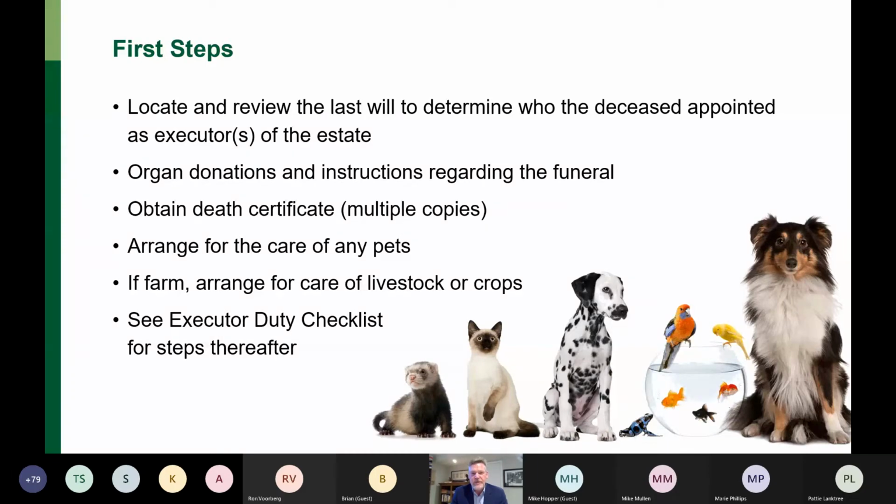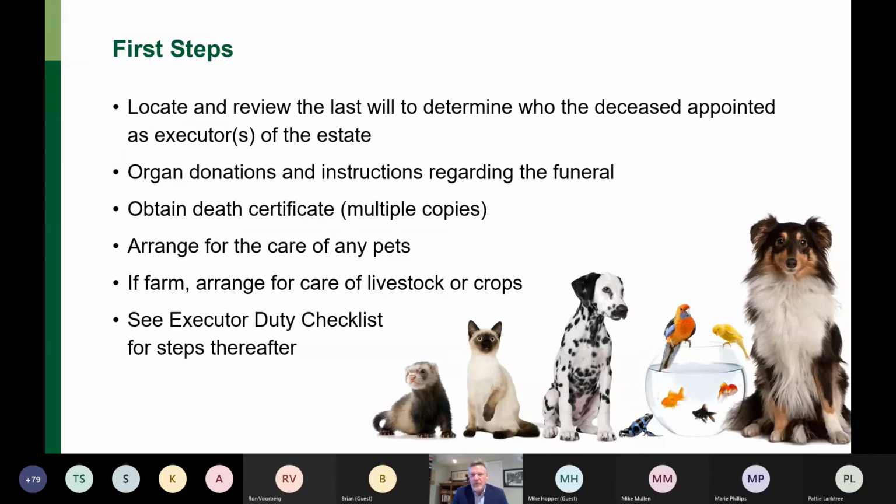And also the instructions regarding the funeral, obviously more important as well. You're going to have to obtain a number of death certificates because you'll be utilizing those at different institutions when you're trying to administer. You're going to arrange the care for pets. That's sometimes overlooked, but as we get older, sometimes pets become more interesting than humans. I put in there farm. Again, it's that idea of the business and the farm needing to thrive the same way as if the person was alive. So you'll have to arrange for care of the livestock, crops, etc., if that is the case.